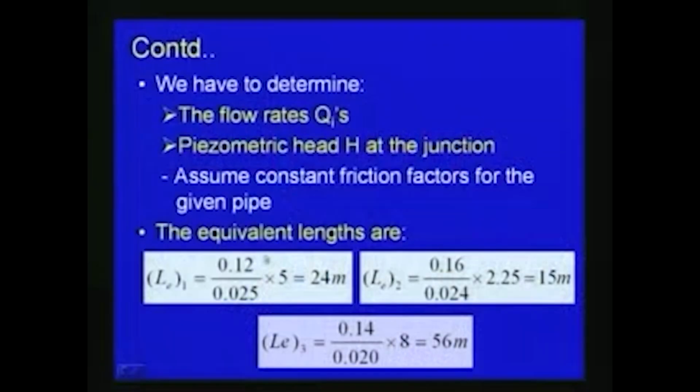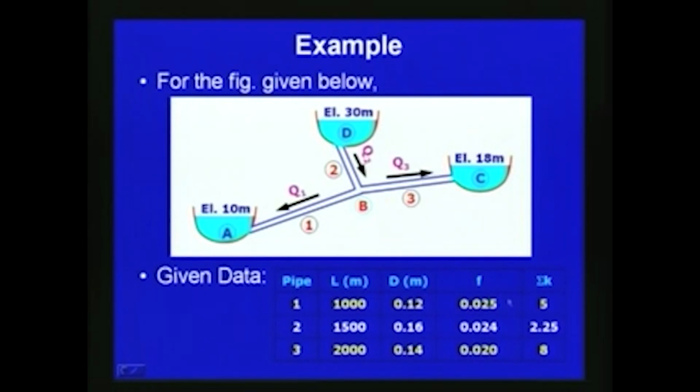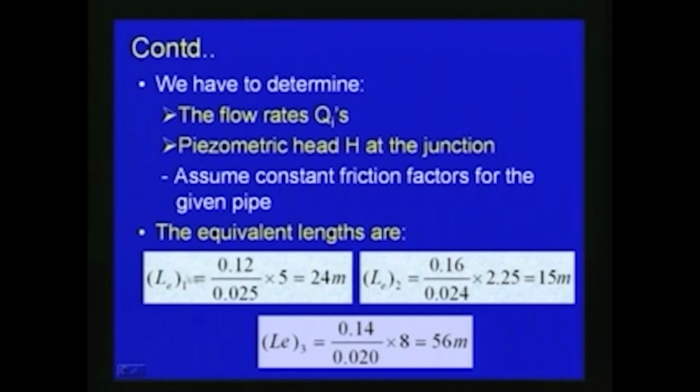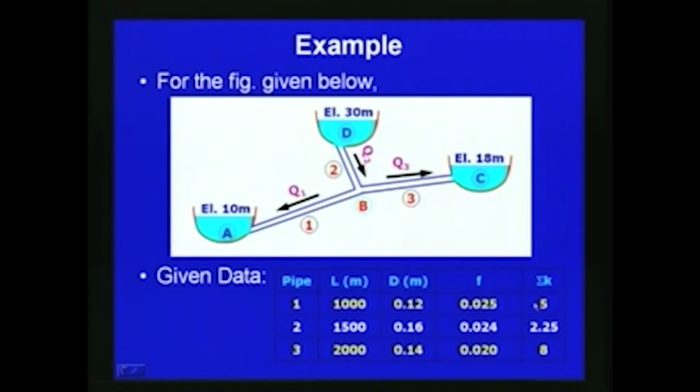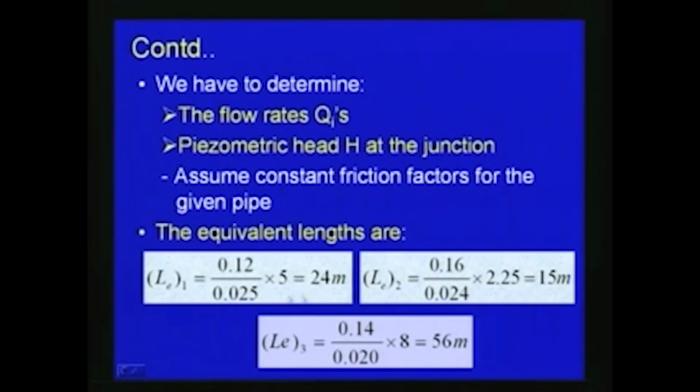So, the equivalent lengths, as we discussed in the last lecture, the equivalent length corresponding to the minor losses can be written as sigma k into d by f. So, say for pipe number 1, the diameter is 0.12, sigma k is 5 and the friction factor is 0.025. So, we will get the equivalent length as 24 meter.